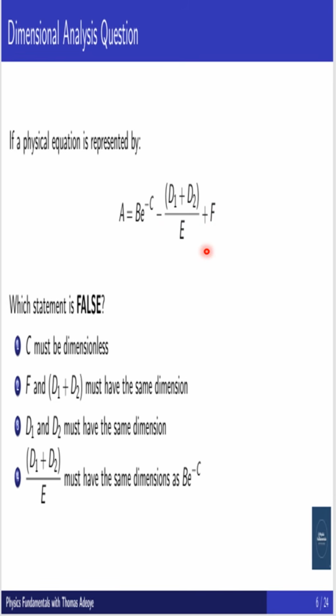Okay, but it will be wrong for me to say F and this term, D1 plus D2 divided by E, have the same dimension. But that does not mean that F and D1 plus D2 have the same dimension. So the second option is actually false, and this is what we are looking for. The question says which statement is false. Then option B is what you are going to pick because it is false.